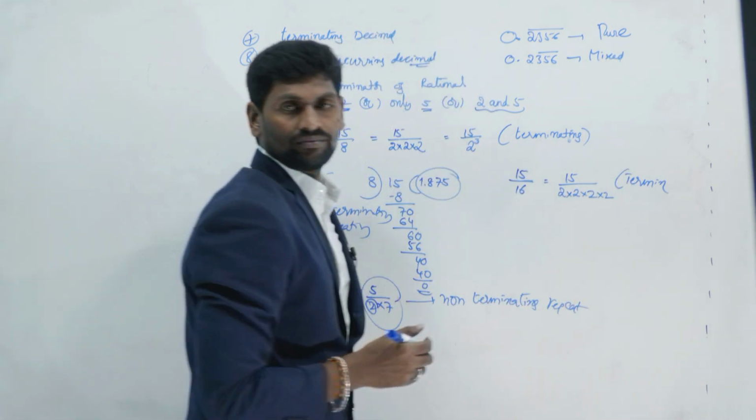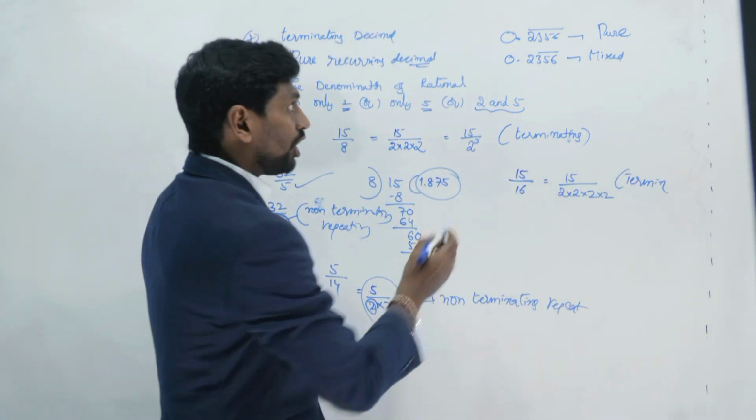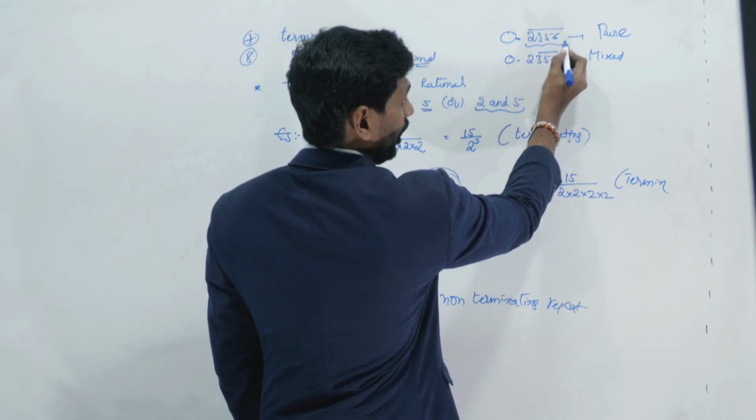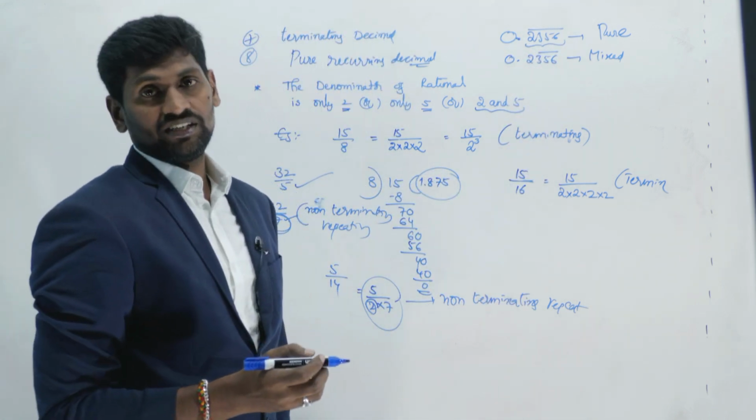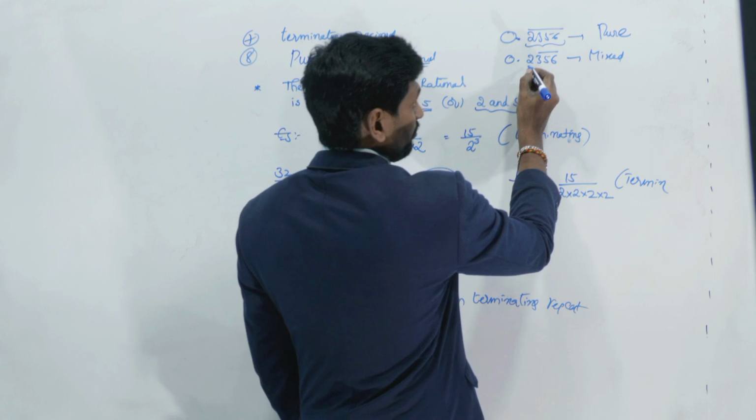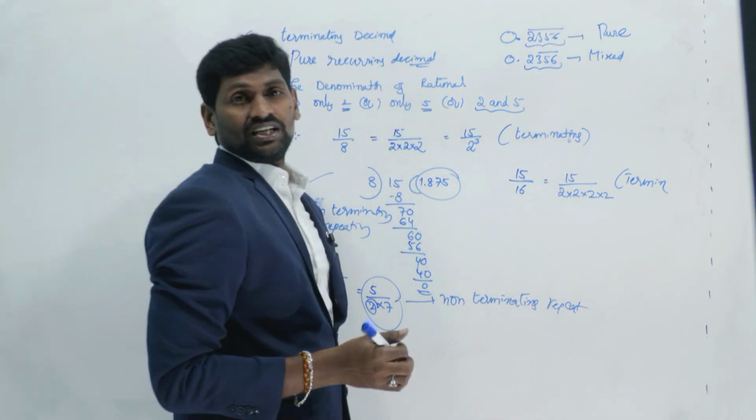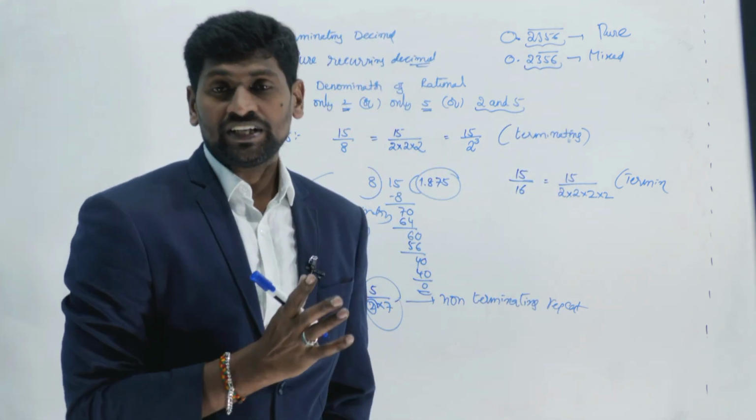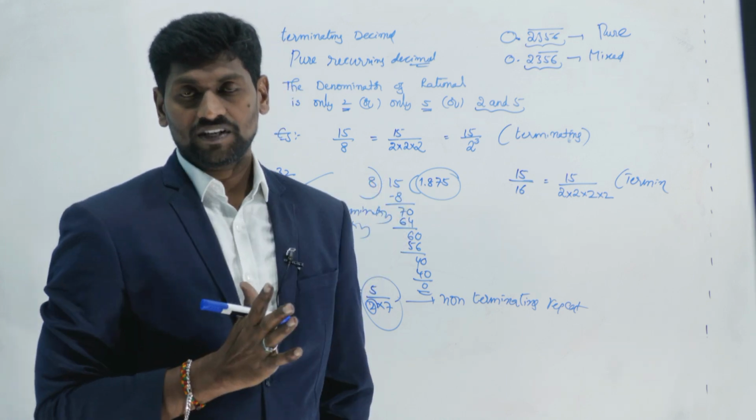Pure recurring decimal means after the decimal point, all the digits must be repeated. But if after the decimal point only some digits are repeating, it is called mixed recurring decimal. Okay? Right.